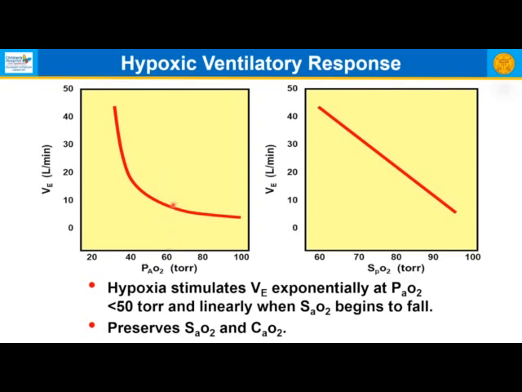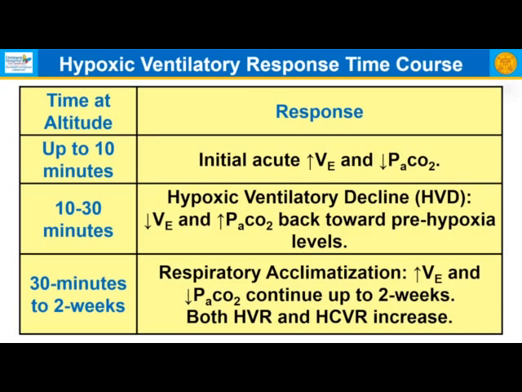So there's not much that happens before you get down to a PO2 of 60, but after that, ventilation increases exponentially. With respect to O2 saturation, there's actually a linear relationship with minute ventilation. As saturation falls, minute ventilation increases linearly. Basically, hypoxia stimulates ventilation below about a PO2 of 50, linearly as O2 saturation falls. And this, of course, preserves both saturation and arterial oxygen content, that is, the increase in ventilation in response to hypoxia.